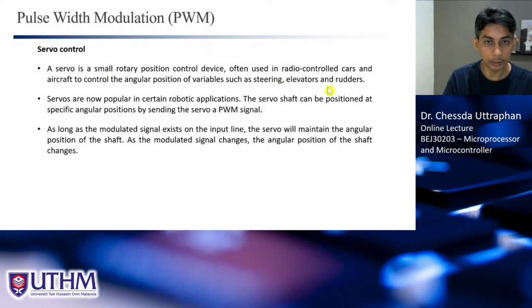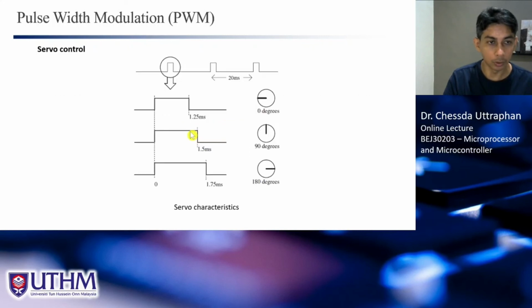Steering, elevators, rudders, this is ship rudders to control the ship. So it is popular in robotic application, where we use the PWM signal to set the position of the servo. So for example, this is the PWM signal, and the duty cycle of the PWM signal will represent the position of the servo motor.